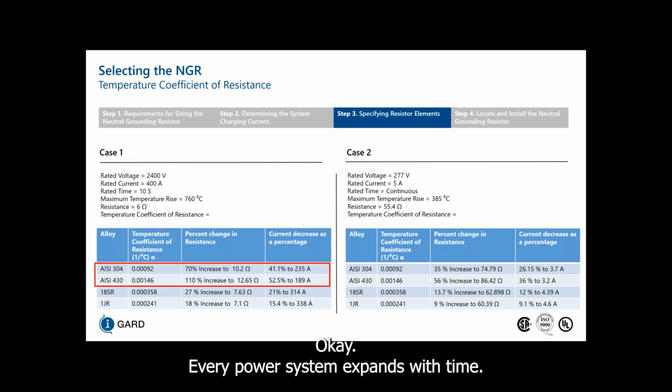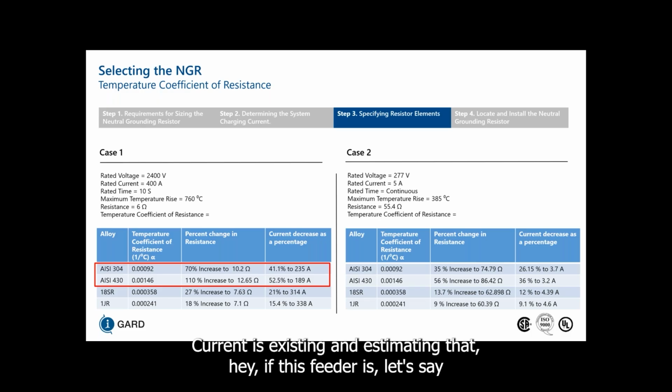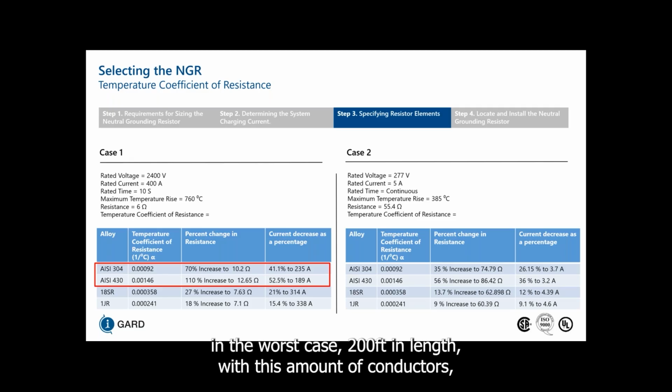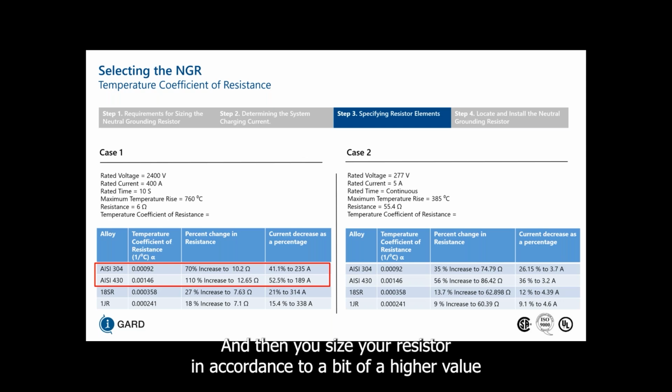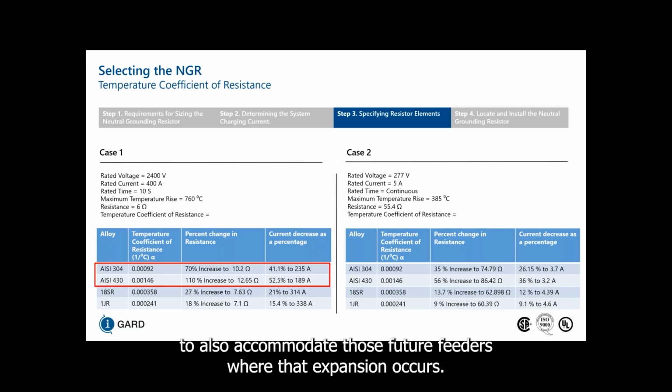Okay. Every power system expands with time, so how to find adequacy of the NGR? If you size the resistor and you know that there's future feeders that are going to come in, put some margin of space available based on what your charging current is existing, and estimating that, hey, if this feeder is, let's say, in the worst case, 200 feet in length with this amount of conductors, how much does that change my charging current? And then you size your resistor in accordance to a bit of a higher value to also accommodate those future feeders where that expansion occurs.